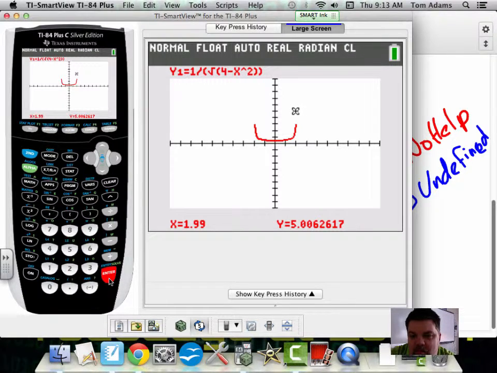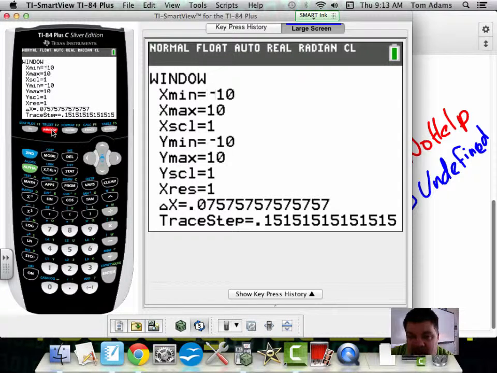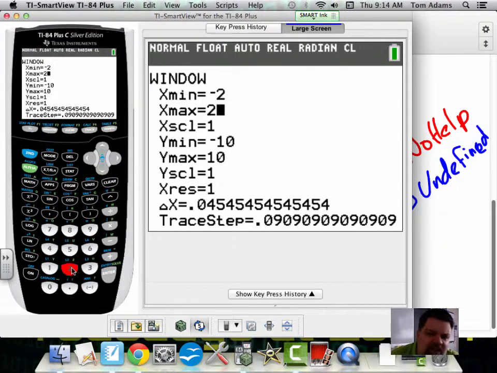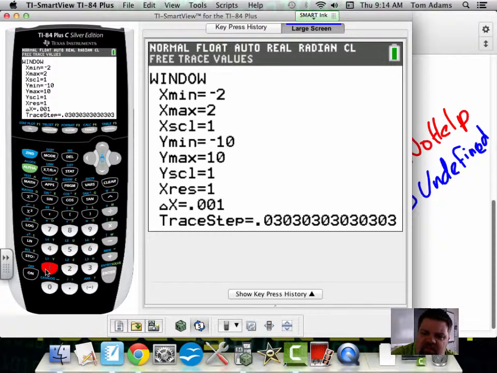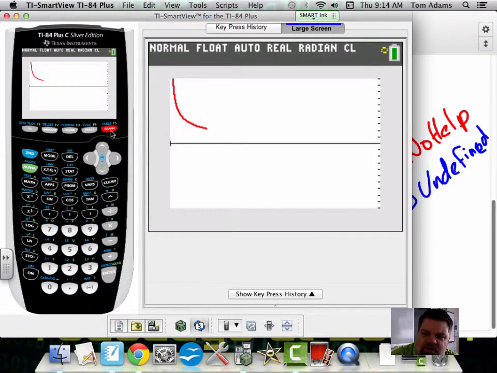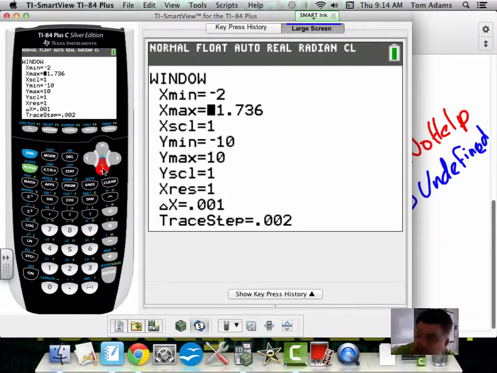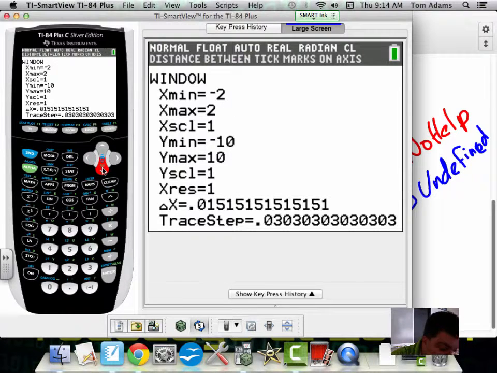So the red numbers don't lie. My y value at 1.99 is 5.006. In other words, when x is 1.99, my y value is 5.006, which is defined, but I can't see the graph. So what I'm going to do is zoom in kind of tight between -2 and 2 in the x direction, and try to adjust the increment of x and see if that helps. As I zoom in like that, you can see that in the y direction I had higher y values than originally.